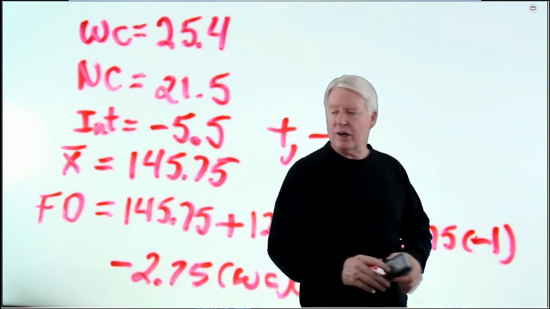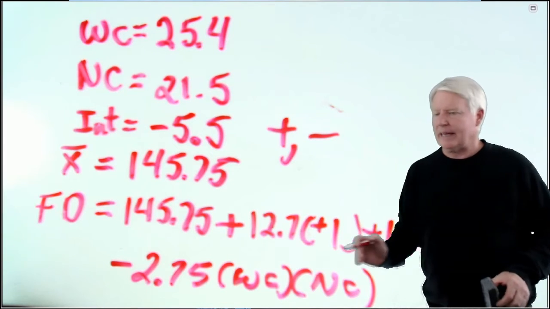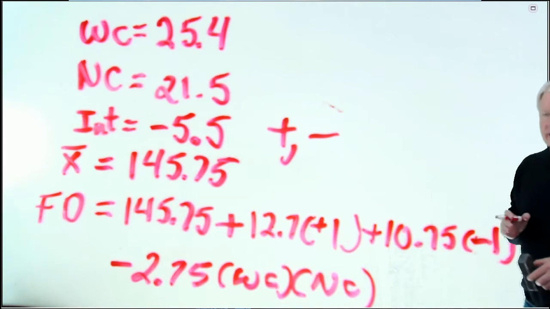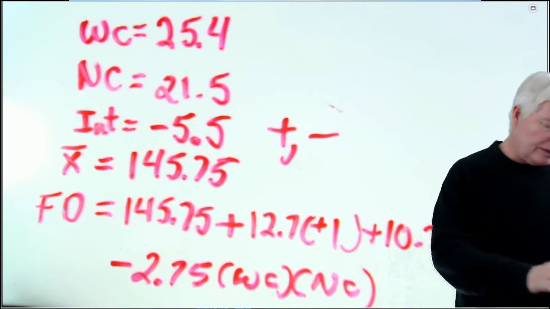Now, since I've already chosen those, I have to do the same here. Remember, this is wing condition, so I have to make that a positive 1, and this is a negative, so I'm going to have nose condition negative 1. So I'm going to change those.